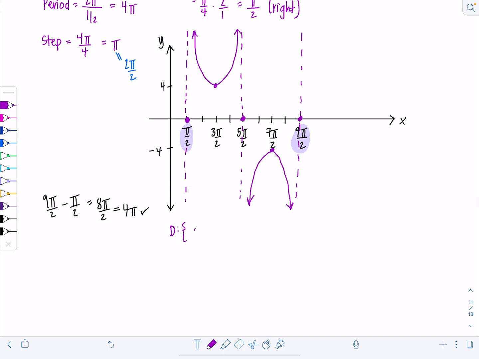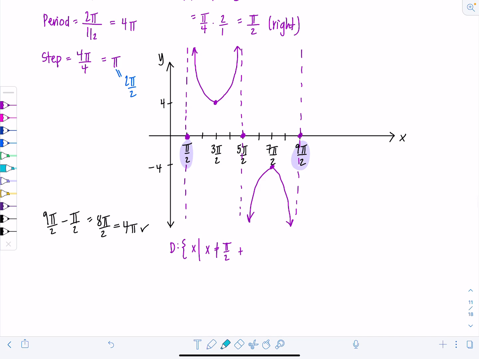Domain is going to be all x's such that x cannot equal. Where do you see the first non-negative asymptote? It's at pi over 2 plus, how long till there's another asymptote? Half the period, or you can just count how far apart are each of them. They're 2 pi apart, plus 2 pi k. K is an integer. And then what about the range? It's negative infinity to negative 4, that's the bottom portion, union 4 to infinity.